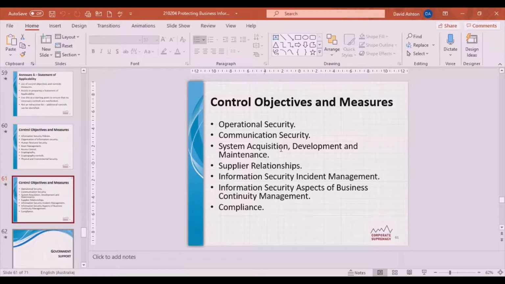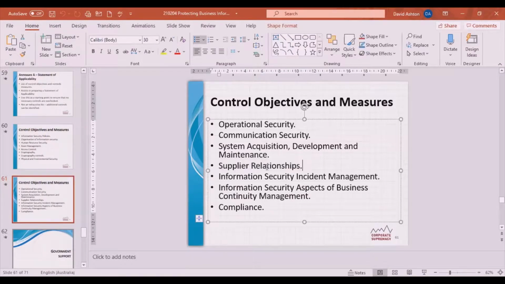Acquisition of computer equipment and your supplier relationships are going to be important. You work on the information that is provided to suppliers and clients, and what sort of mechanisms you're going to put in place. So if you're going to give information to a prospective client or a supplier, you may require them to sign a confidentiality agreement, for example.